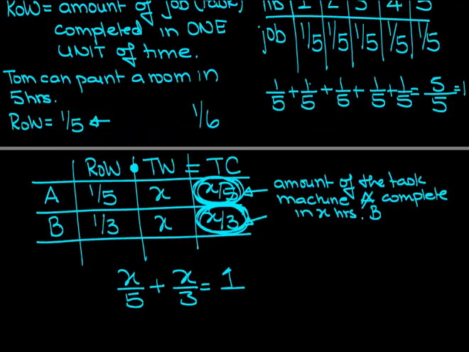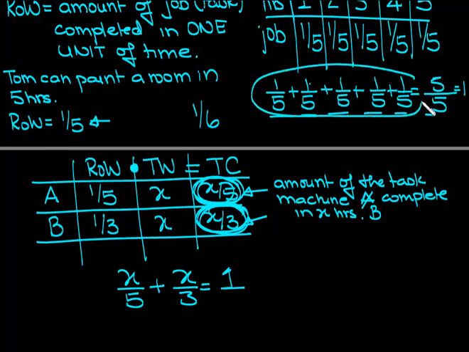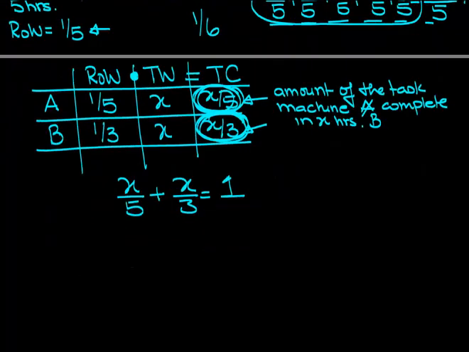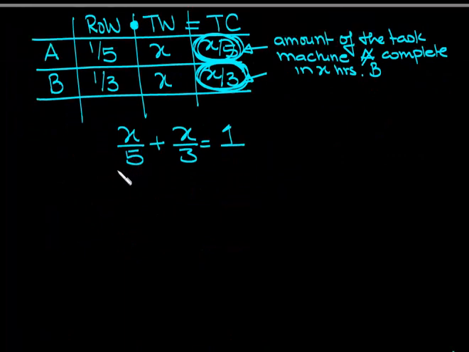Just like over here in this example, if you keep adding up the rate of work for 5 straight hours, you would get 5 over 5, which is 1, because at the end of 5 hours, since the rate of work is 1/5, Tom would have finished painting that room. So with the work problems, each person does a fraction of the job, and together, when you add those fractions up, it should give you the whole, because together they would finish that one job.